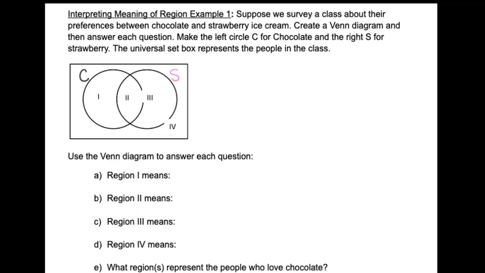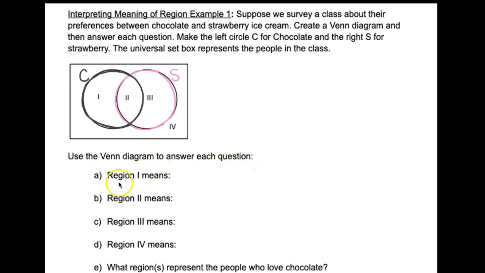Okay, so I already went ahead and got a Venn diagram here. I labeled my circles. I'm even going to outline the strawberry circle in pink so I know that that's all strawberry, and I'll outline the chocolate in black here so we know that that's the chocolate circle. And just like before, we've got regions 1, 2, 3, and 4. So now we're going to go through and talk about what those regions mean in terms of the ice cream survey example. So use the Venn diagram to answer each question.